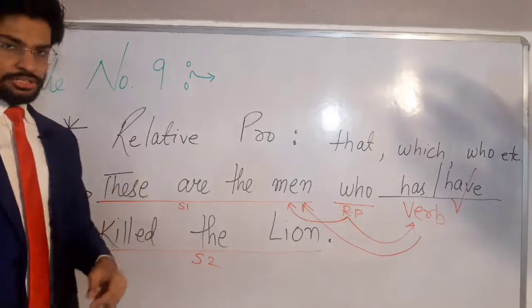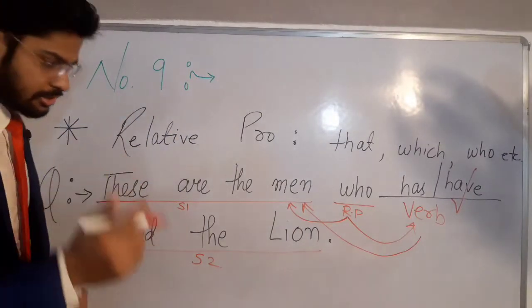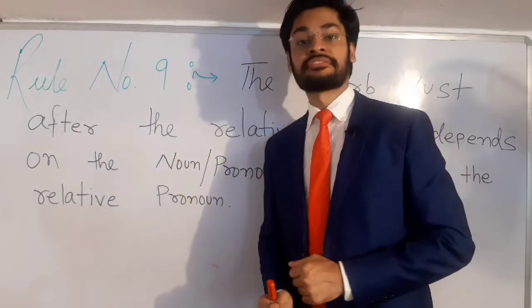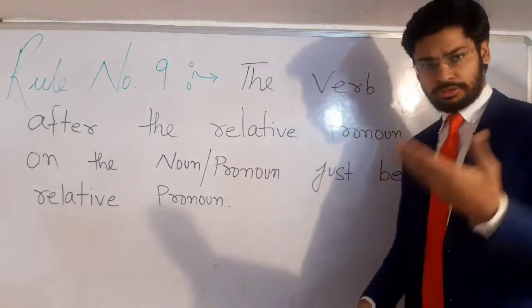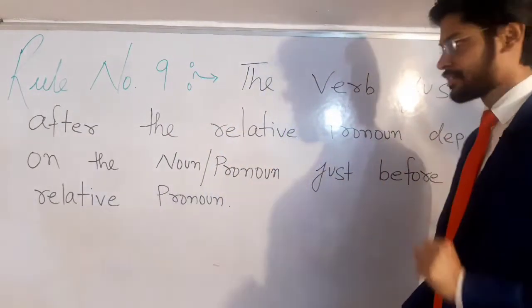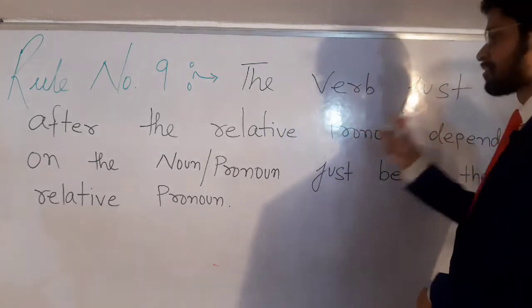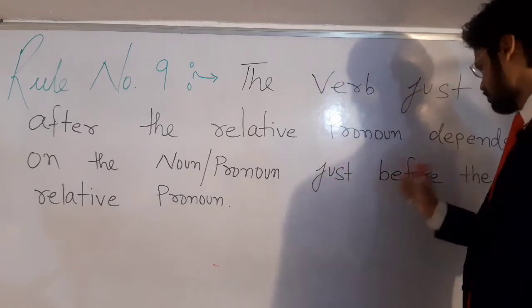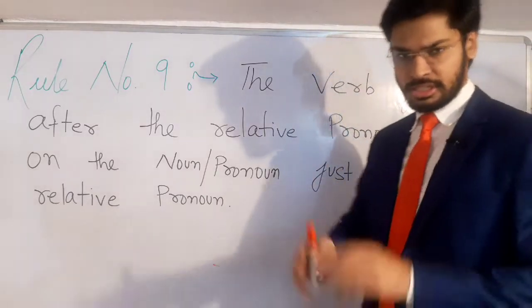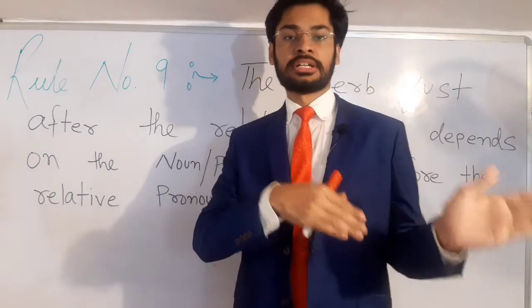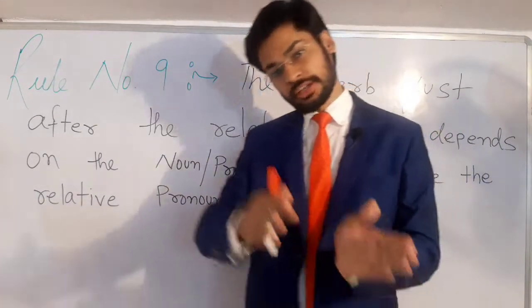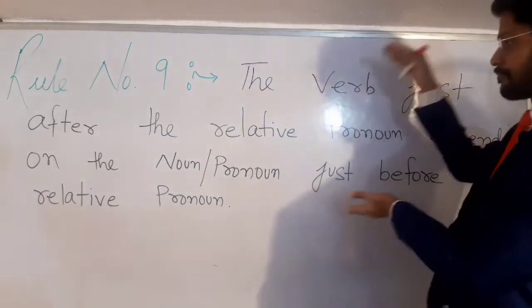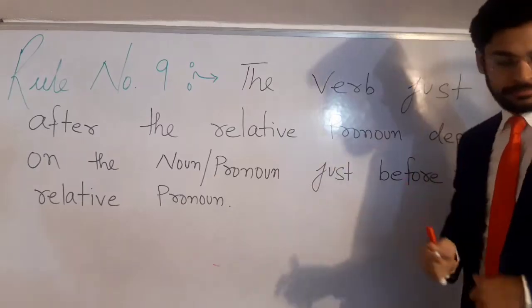So please note down the question. I am writing down the rule for you students. Pause. So students, I have written down the rule number 9 on which the previous question I have solved. See, the rule says the verb just after the relative pronoun depends on the noun or pronoun just before the relative pronoun. तो relative pronoun के बाद वाला verb depend करेगा relative pronoun के पहले वाले noun or pronoun पे. Please pause the video and please note down the rule, students.